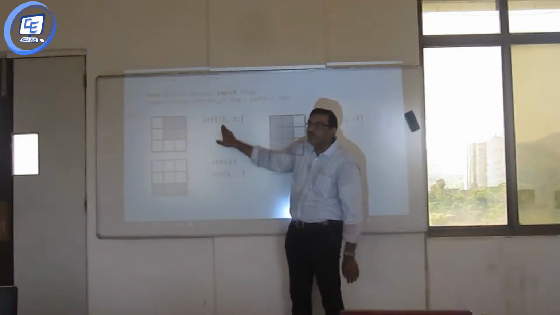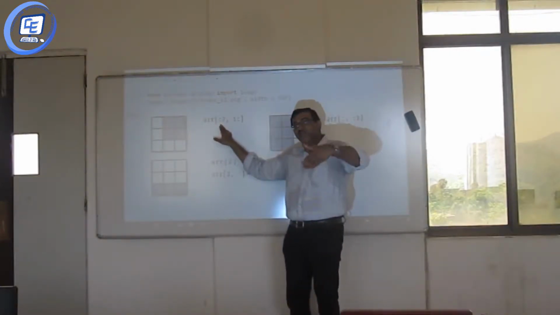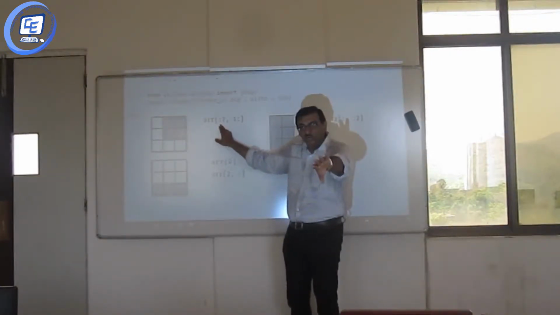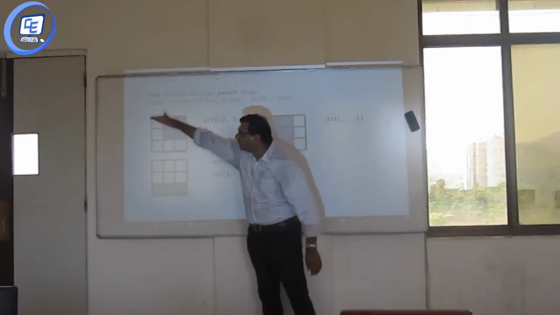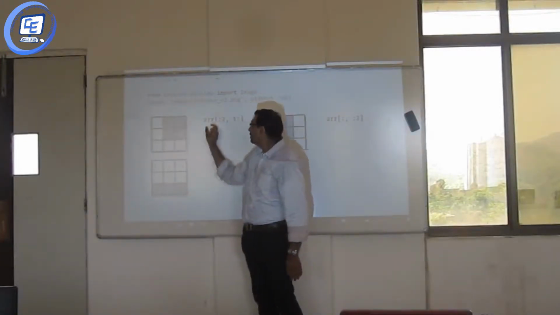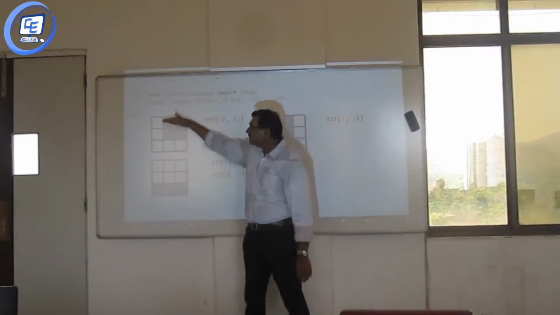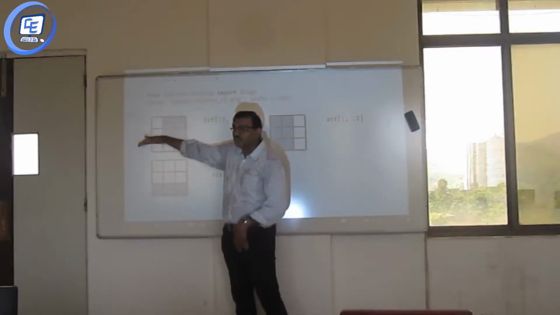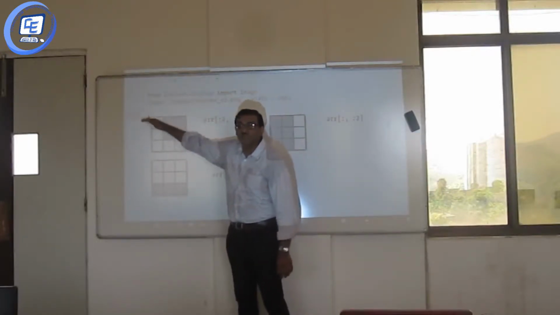So I am saying :2. Colon 2 means starting from the beginning to 2, but excluding 2. Okay, so 0 and 1. 0th row, first row. Excluding 2. Okay, so the first 2 rows have come.